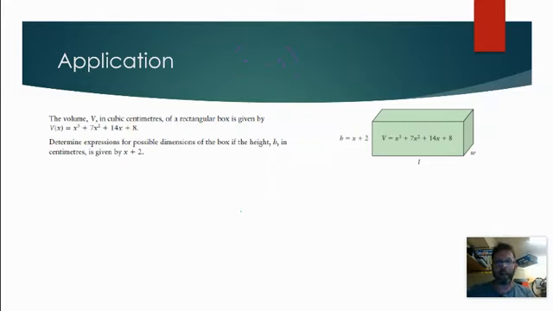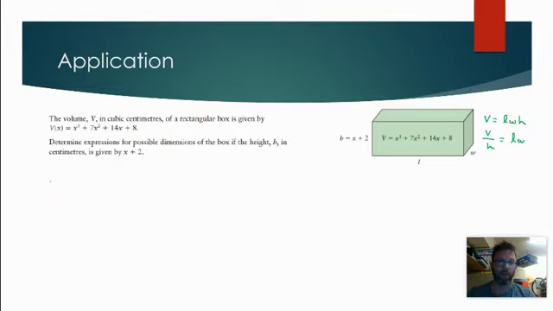This is a classic application problem. In this case, we have the volume of a rectangular box. We don't know specifically what the volume is. We have an expression for it. It's a cubic polynomial. And we're going to find possible dimensions for the box if the height is given by x plus 2. So we're going to be using the fact that volume equals length times width times height. And because we have the volume and the height, we're going to be dividing the volume by the height to get an expression for the product of the length and width. And you guys will see why this is helpful. But let's give it a shot.